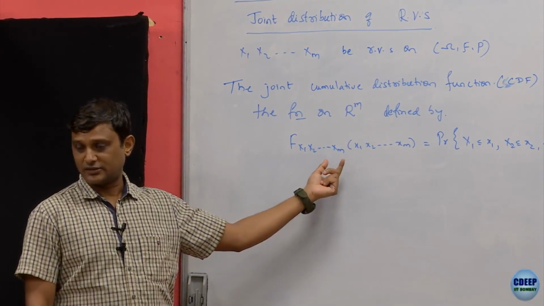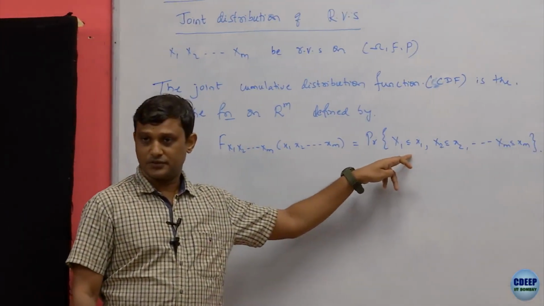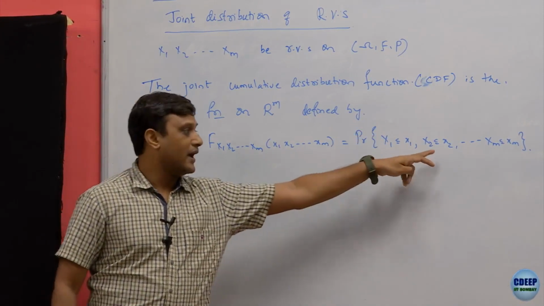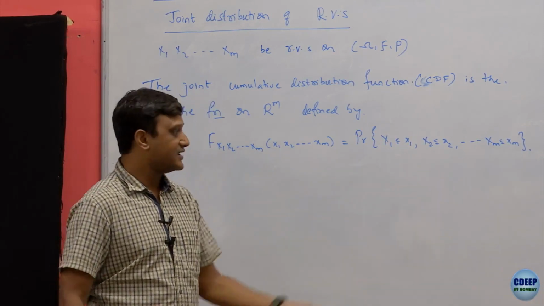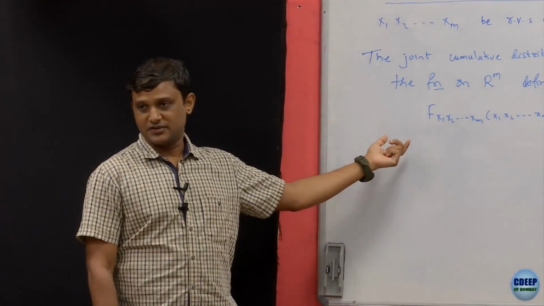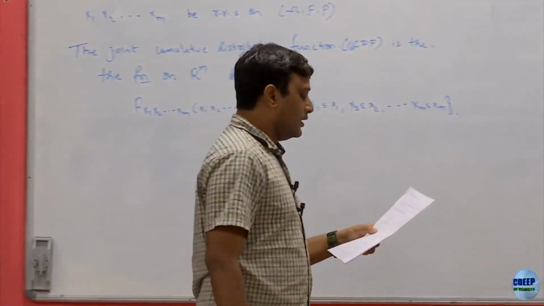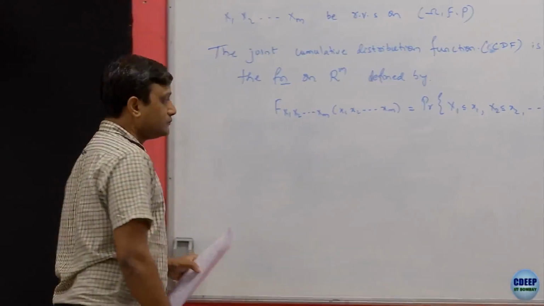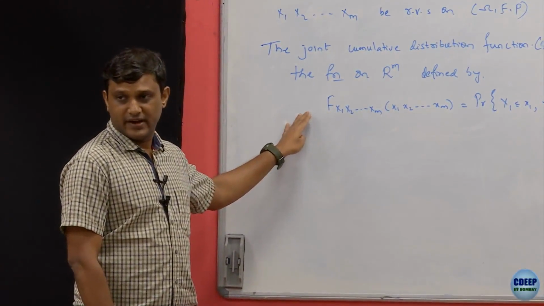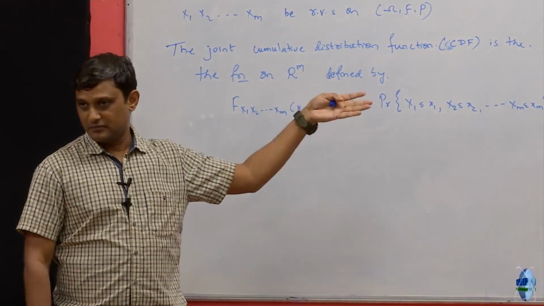The probability that, since I am interested in something happening jointly, X1 is less than or equal to small x1, X2 is also less than or equal to some other value x2, and so on. So simultaneously we want all of this to happen, and that is characterized by this capital function which we are going to call the joint CDF. This will give us the probability of events concerning all these random variables, and in a joint sense I am looking at all of them together.